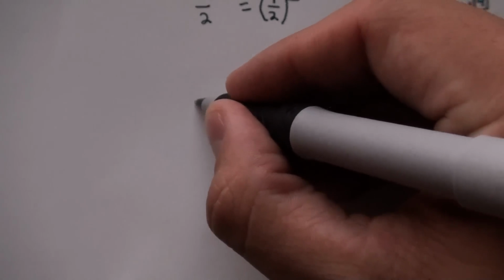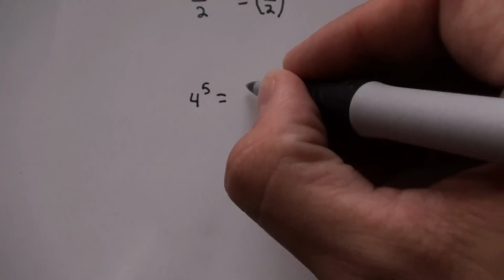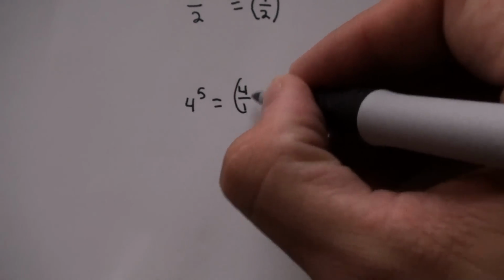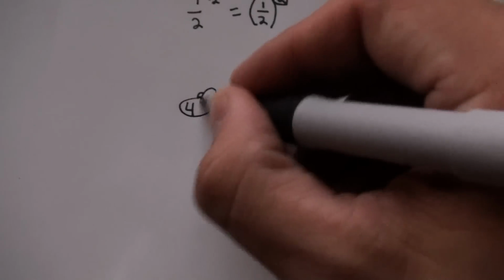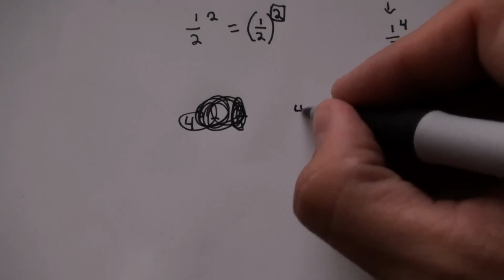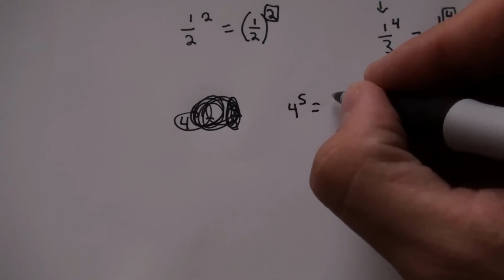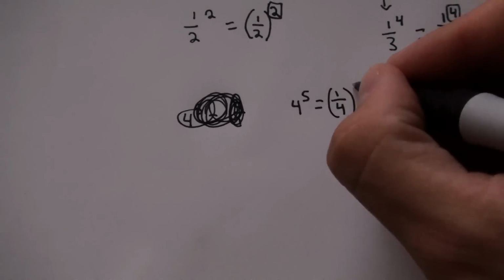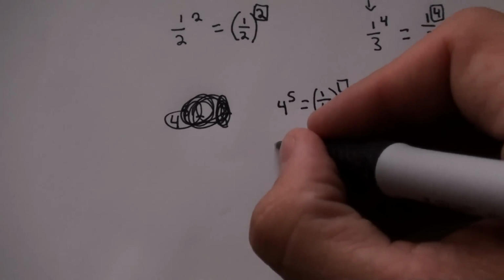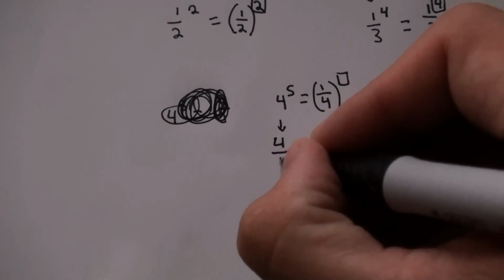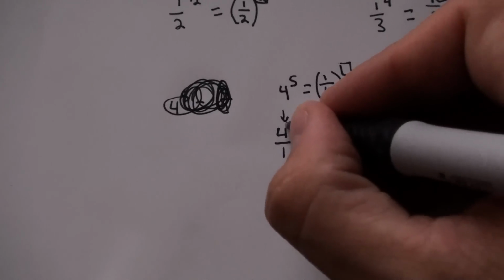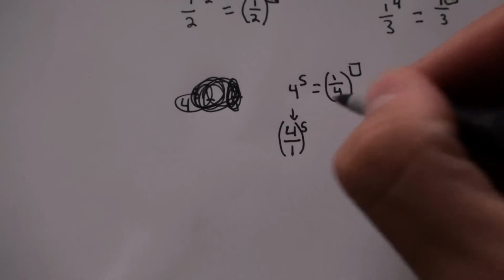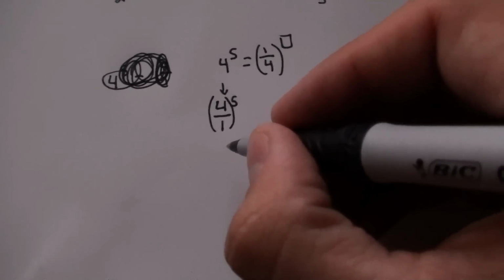I'm going to do one more example for you, which shows you that it can be different on occasion. So let's say I have, let's do 4 to the 5th equals, sorry, messed up. Let's say 4 to the 5th equals 1 over 4 to the something. We don't know what. Well, if I write this as a fraction, that's going to be 4 over 1 to the 5th. And you may want to put this in parentheses so you don't think it's 45 instead of an exponent. Or you could just write neater than I do.